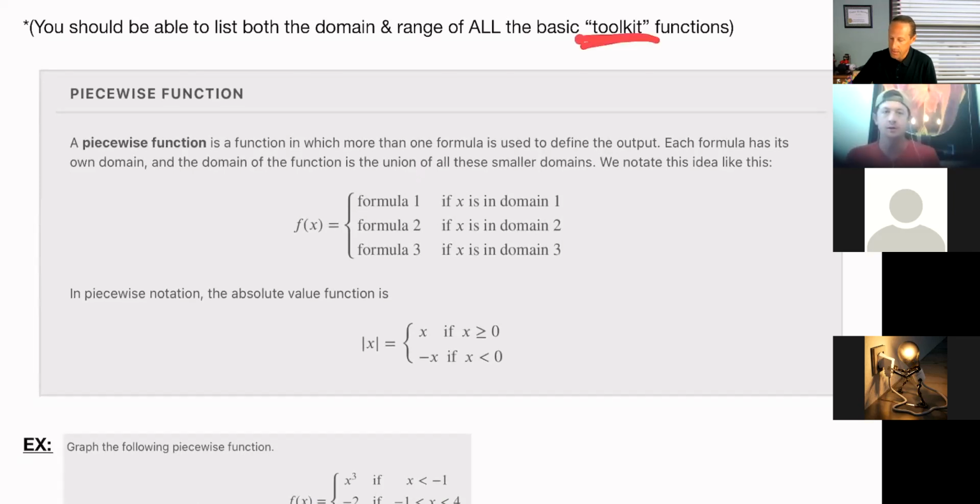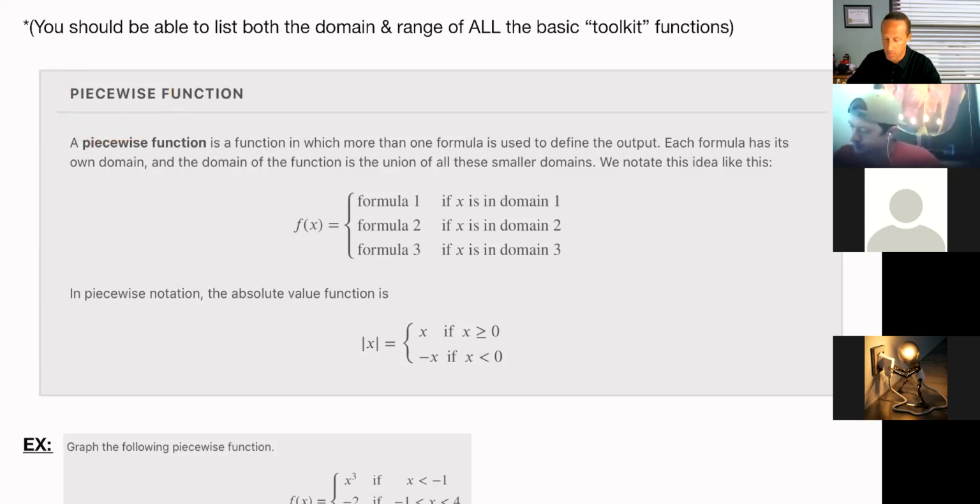Now, in this text, they call them toolkit functions. There are many different types of functions that you guys have seen over the course of your experience in math. Some of the basics you should be able to graph off the top of your head just by looking at them. Okay, we'll review all that, but as we get further, the better that you can visualize where they are, what they look like, the easier it's going to be for you in calculus when you have to find certain things about those graphs. Okay, specifics. So one more thing we're going to talk about are piecewise functions.